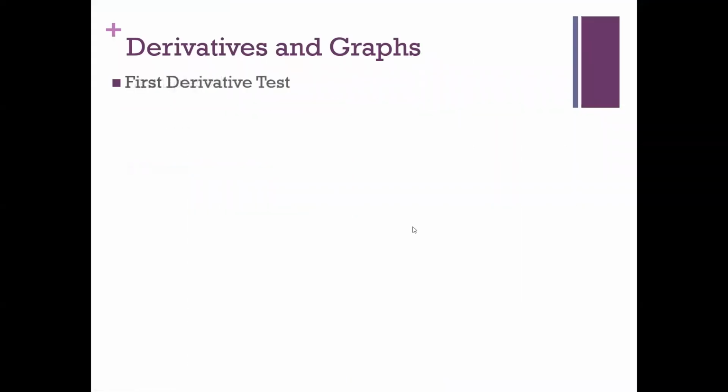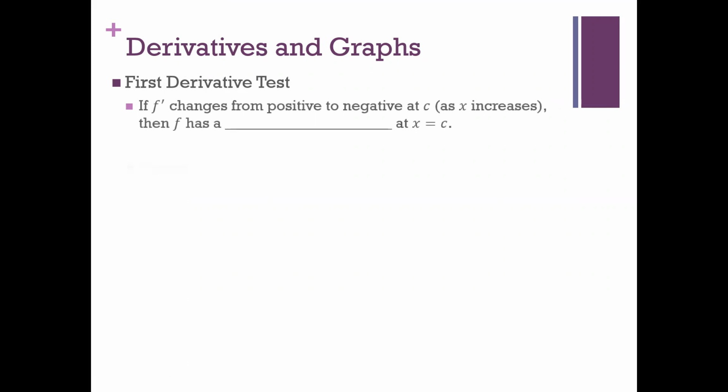All right, back to this. So the first derivative test is, you know, we haven't really formalized it. We've just been kind of using it based on what we know the derivative does, but here's how we're using it. If f prime changes from positive to negative at c, as x increases, then f has a what? So think about what that function is doing. F prime changes from positive to negative. That's c. What kind of object is c? It's f(c).